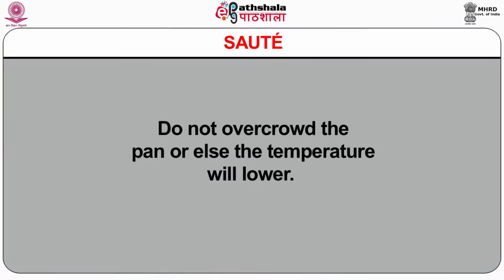Note these two important principles. Preheat the pan before adding the food to be sautéed. The food must be seared quickly or it will begin to simmer in its own juices. Do not overcrowd the pan or else the temperature will lower.